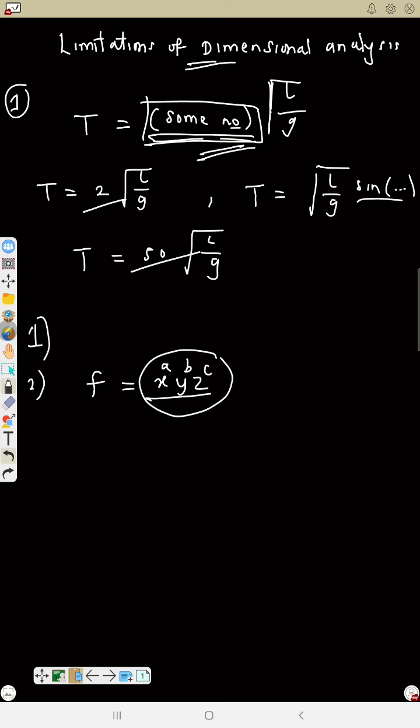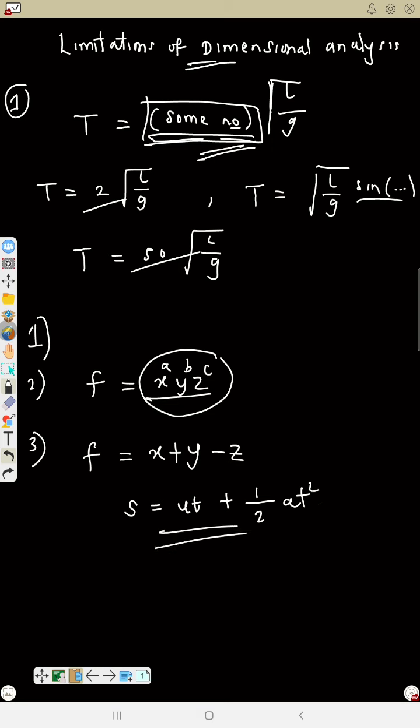So by multiplication of power, and that's why we are using it this way. Then number three, it fails if a physical quantity depends on the sum or difference of two quantities. So if a physical quantity depends on a sum, like let's say f is x plus y minus z, then this method will fail. And again, we cannot get this relation directly: s is equal to ut plus half at square. We can't get it directly using dimensional analysis. That's another limitation.